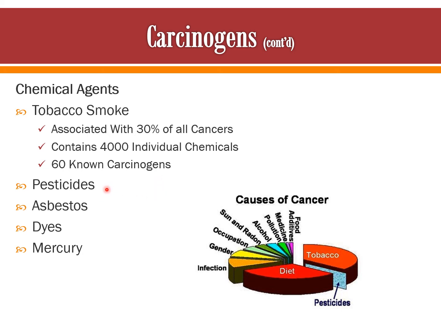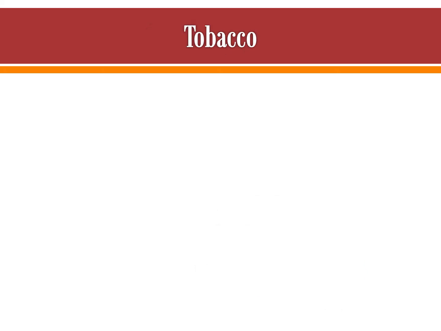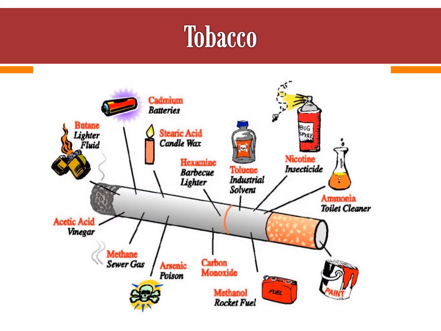Other things include pesticides, asbestos, dyes, mercury. Any of those things are also things that can cause cancer. So here we're just looking at tobacco and looking at all the different types of components that are in there. So just look at all these funky things.